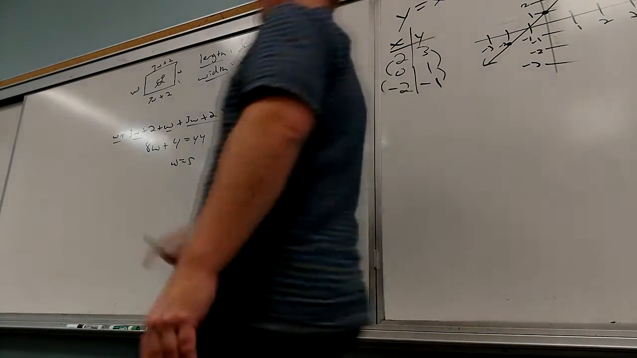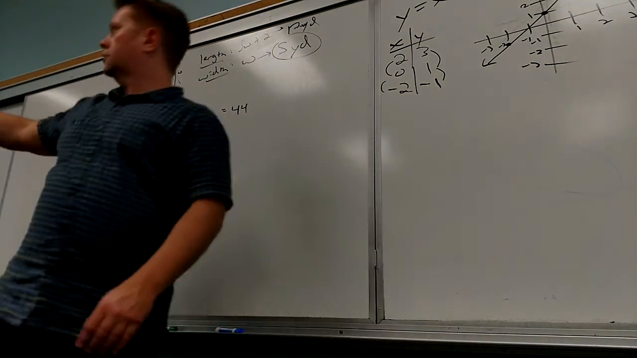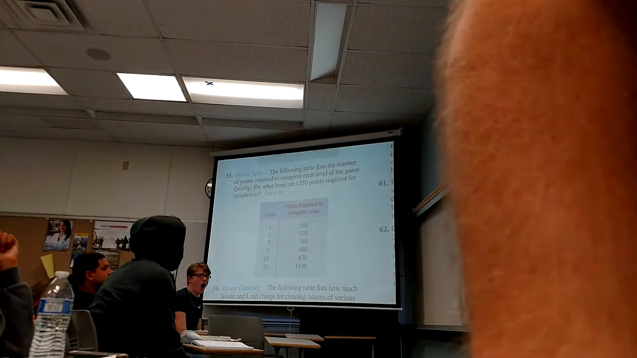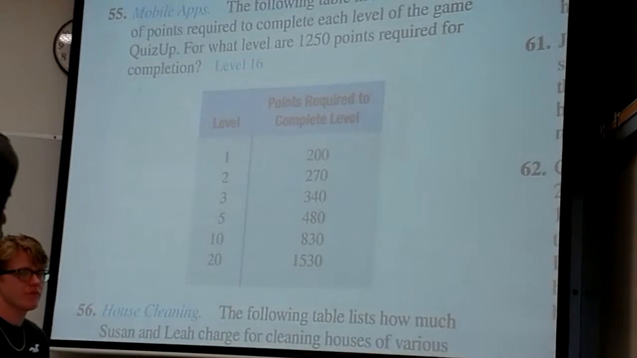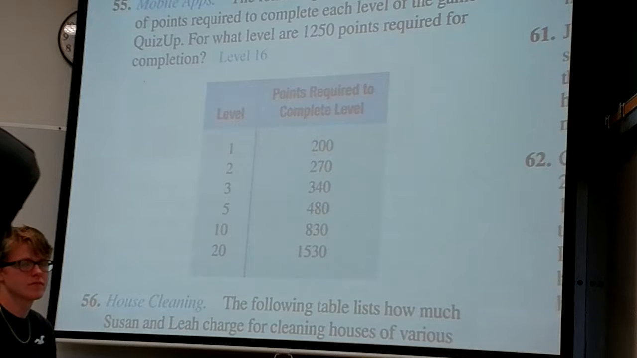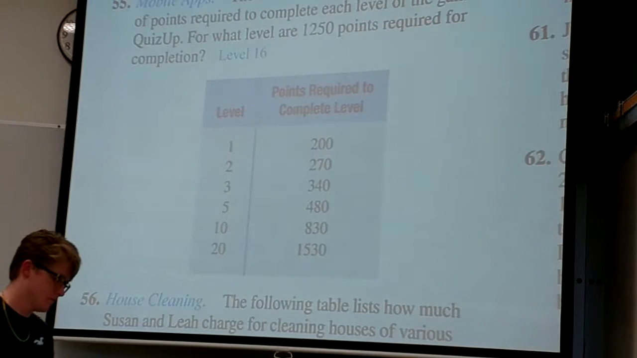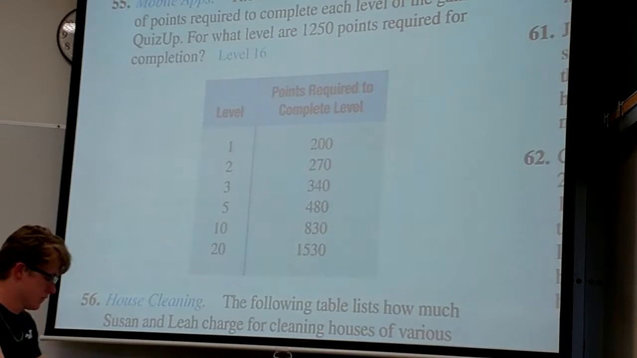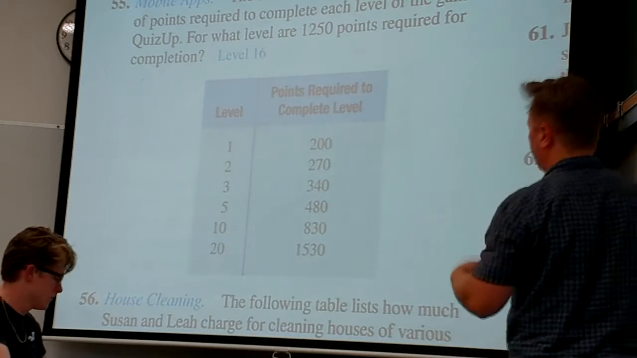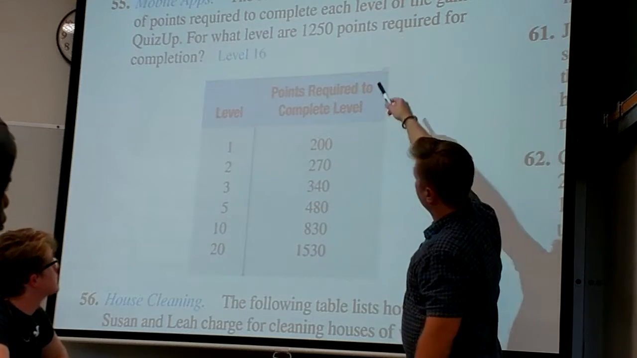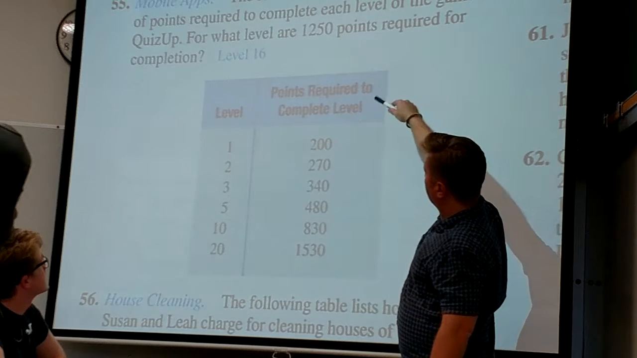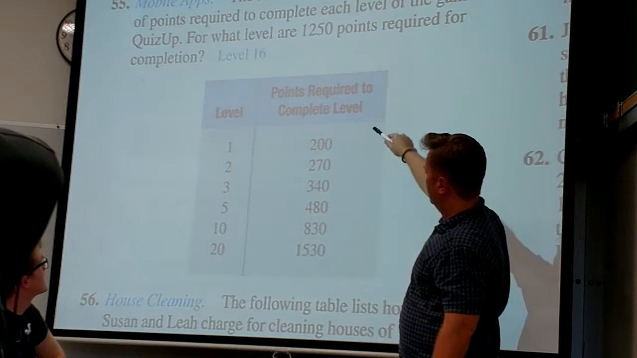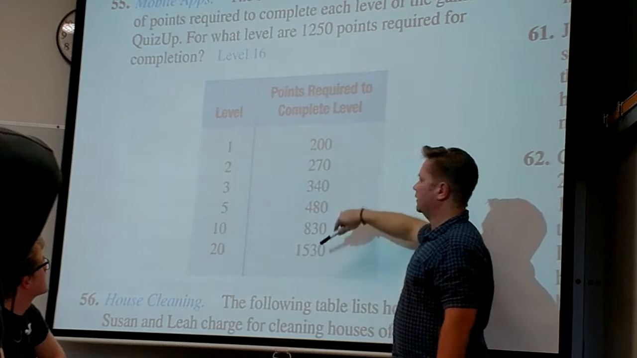All right, if you've done the homework, hopefully this looks familiar. There's an official algebraic way to do this problem, but I was accepting other ways from people that were asking me about it. So it goes 1, 2, 3, 5, 10, 20. They're not graphing it, so they can put whatever inputs they want. But they're asking us, for what level are 1,250 points required? And I don't see 1,250.